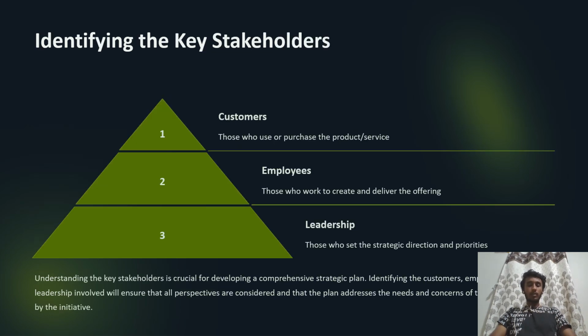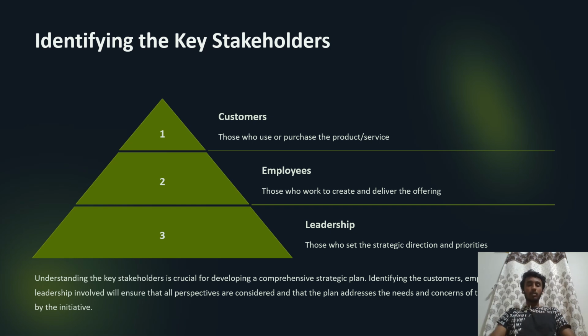The third one includes identifying the key stakeholders. The key stakeholders can be classified into mainly three types: the customers, employees, and the leadership. Customers are those who use or purchase the product or service. Employees are those who work to create and deliver the offering. The leadership are those who set the strategic decisions and the priorities.